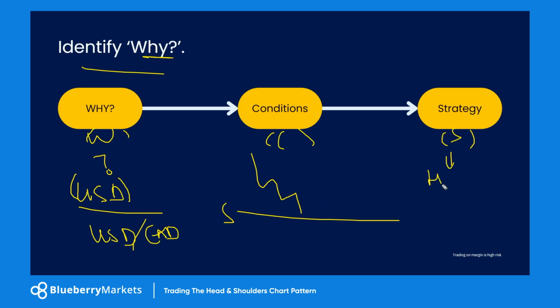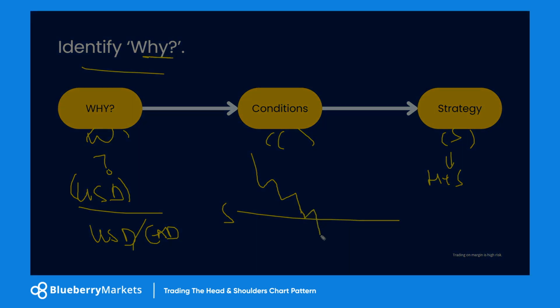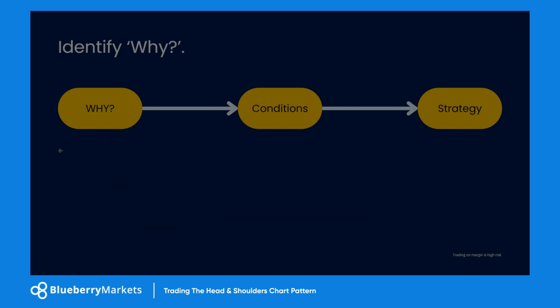So maybe your entry criteria is to wait for a H&S, which is the head and shoulders. So the market continues down, makes the lower low, pulls back in, creates that head and shoulders pattern. You then have the conditions to be buying the US dollar against the Canadian dollar, and you can look for the opportunity. So remember the WCS. Look for the why, look for your conditions, and then apply your strategy.